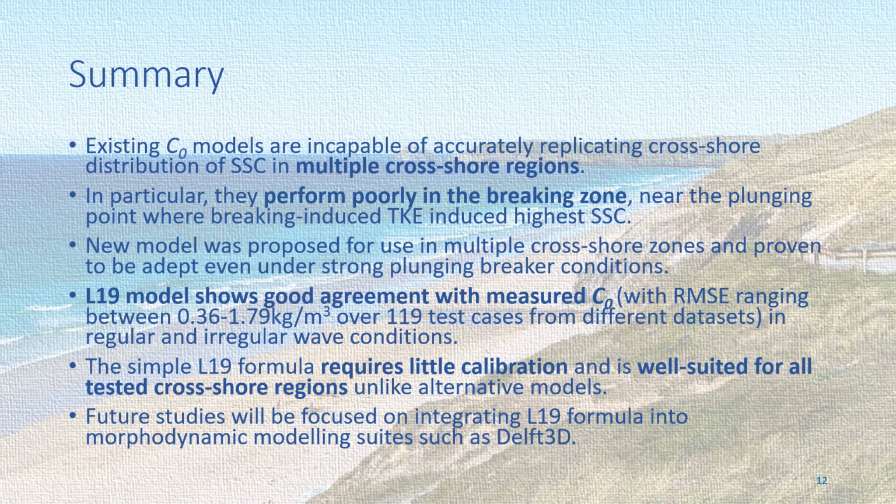A new model was proposed for use in multiple cross-shore zones and was proven to be adept, even under strong plunging breaker conditions. The new L19 model showed very good agreement with measured C0, with root mean square error ranging between 0.36 to 1.79 kilograms per meter cubed over 119 test cases from different datasets collected under regular and irregular wave conditions. The simple L19 formula requires little calibration and is well suited for all tested cross-shore regions, unlike alternative models. Future studies will be focused on integrating the L19 formula into morphodynamic modeling suites such as Delft3D.